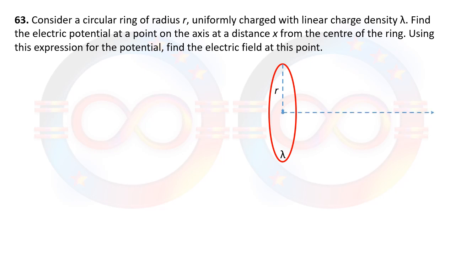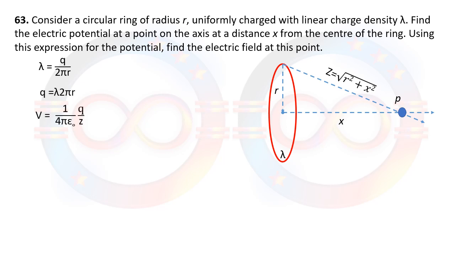So this is the axis. At a particular distance x, we are going to consider point P, and it will be at a distance from any point on its circumference of under root r square plus x square. This value we are going to consider as z. Later on we can replace z by under root r square plus x square. Now lambda is equal to q upon 2 pi r, as I said. So q is equal to lambda into 2 pi r.